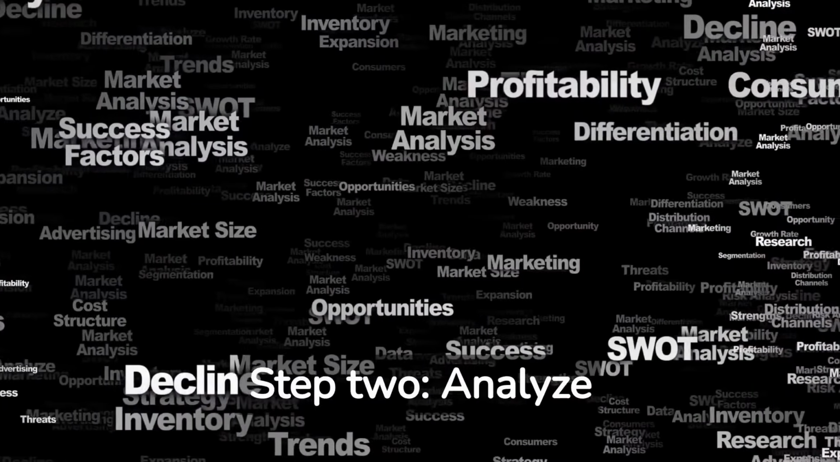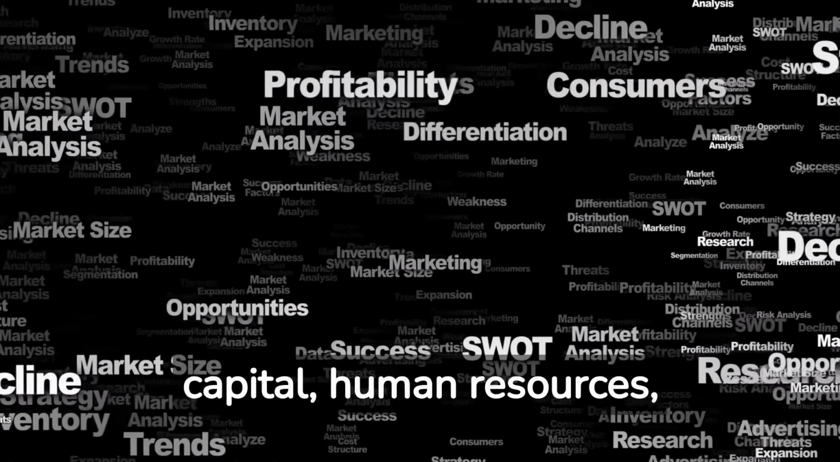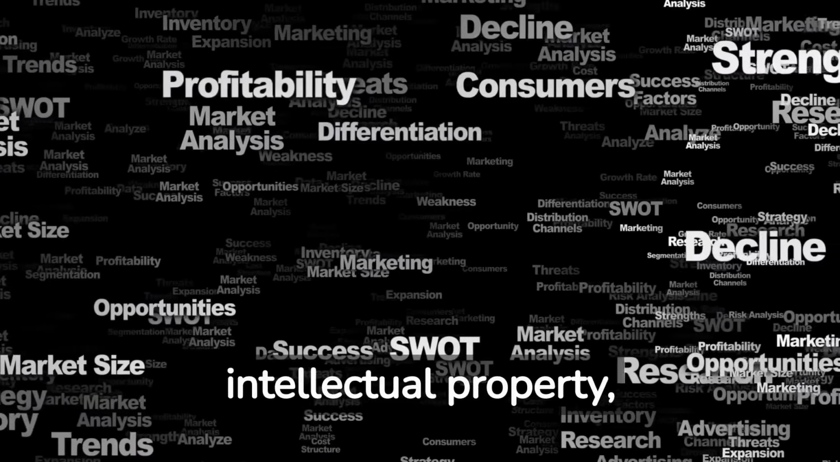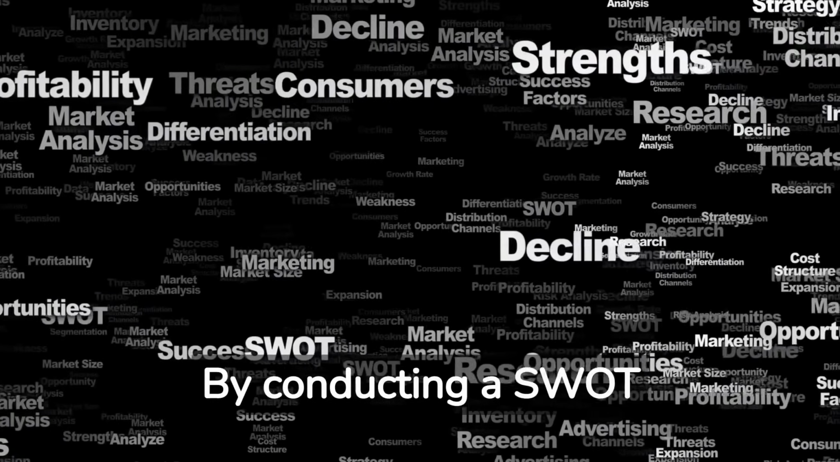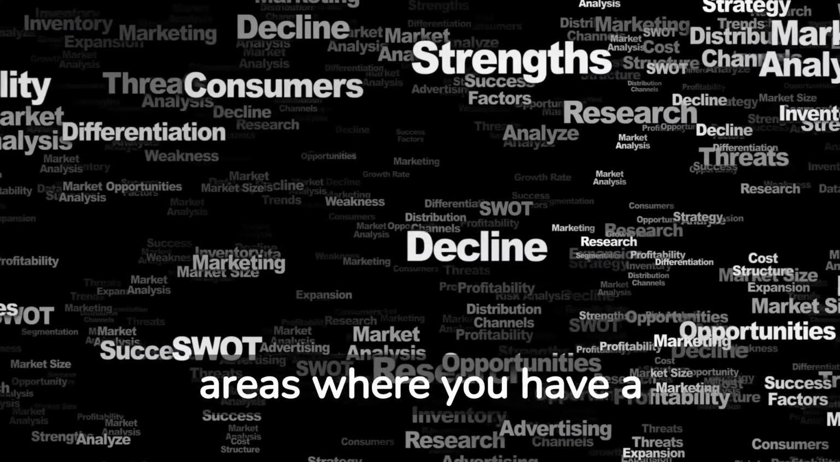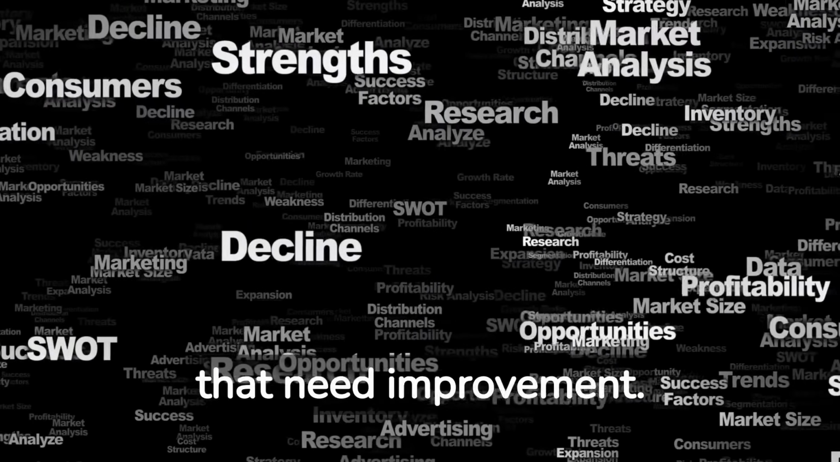Step 2. Analyze internal resources. Look at your financial capital, human resources, intellectual property, technology, and operational capabilities. By conducting a SWOT analysis, you can identify areas where you have a competitive advantage and areas that need improvement.